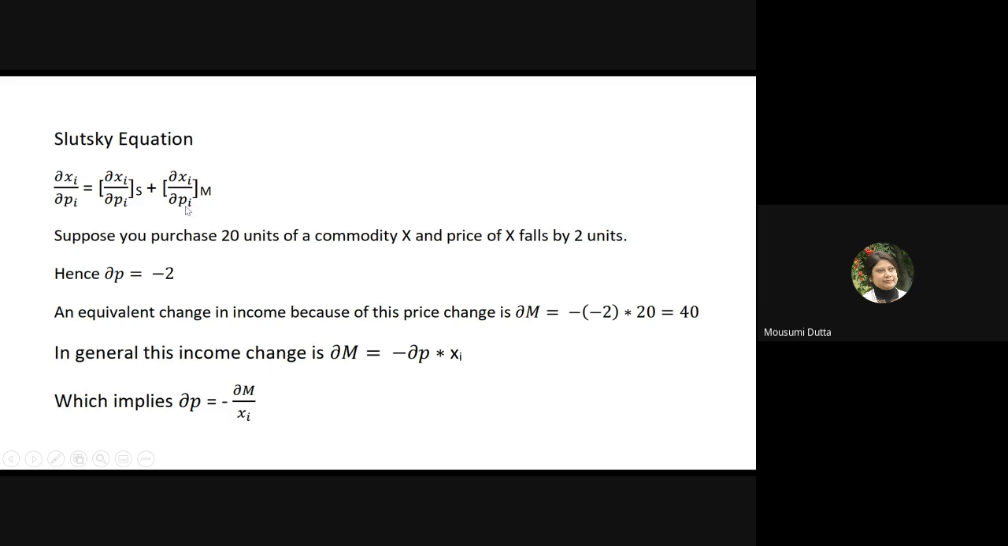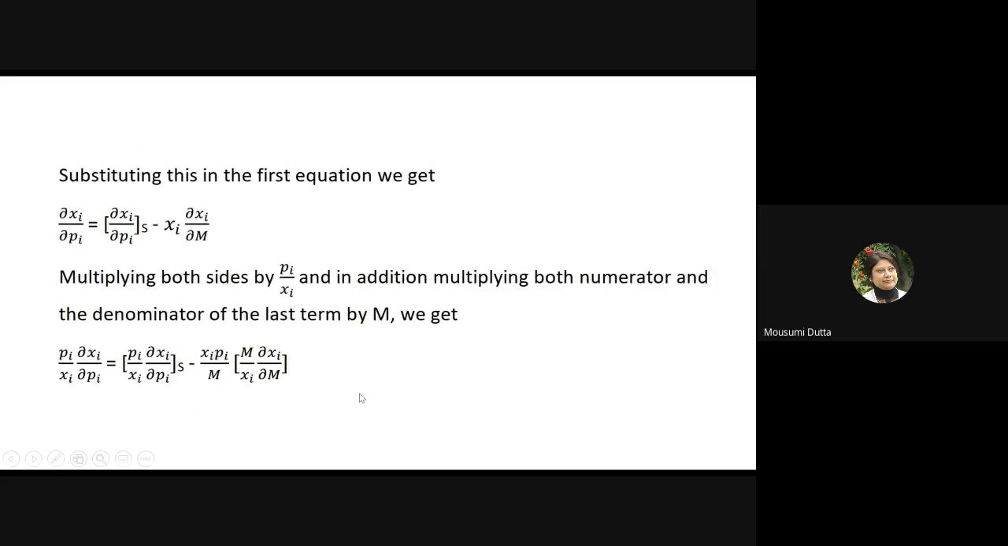So this implies del P is equivalent to minus del M by Xi. So I'll substitute this del P, the second del Pi, by this term. Substituting this in the first equation, we get del Xi by del Pi is equal to del Xi by del Pi s minus Xi into del Xi by del M.